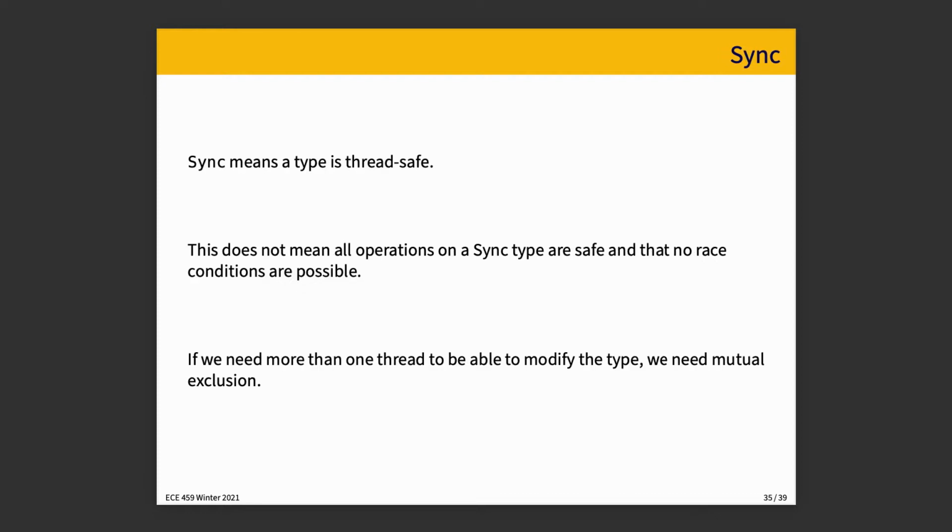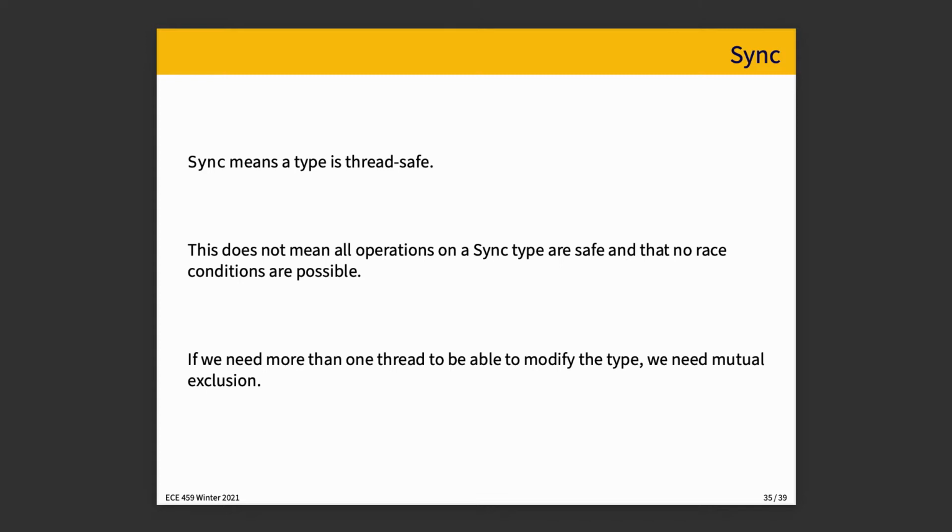And then there is sync. And sync means that a type is thread-safe, and that means it could be referenced from multiple threads without an issue. And this is the default for primitive types as well as programmer-defined types that are composed entirely of sync types. But that doesn't mean that all operations on a sync type are safe and no race conditions are possible. It just means references to a type can be in different threads concurrently, and you can't have multiple mutable references.